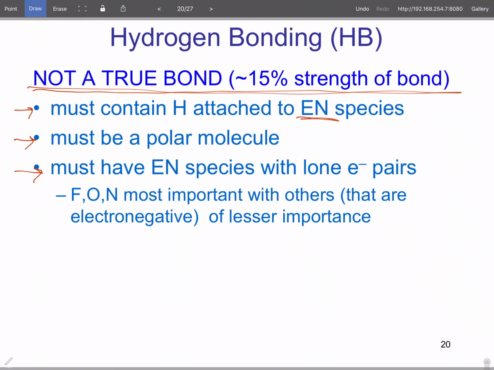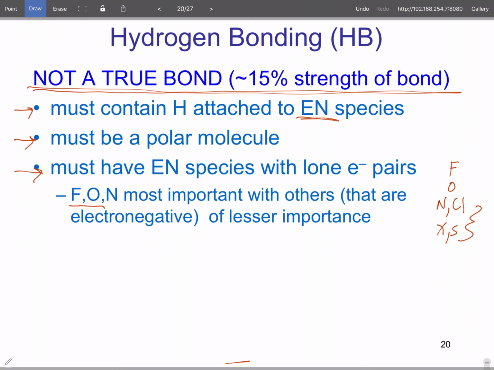And you must have an electronegative species with lone electron pairs. Your most common ones, remember, are fluorine, oxygen, nitrogen, chlorine, halide, sulfur, and it drops off from there. So you're going to see this, and you'll still see it with this. Now, you're like, chlorine is the same as nitrogen. Yes, it is. However, nitrogen is in every protein you've got. Chlorine is not. So that's why nitrogen is listed and chlorine is not.